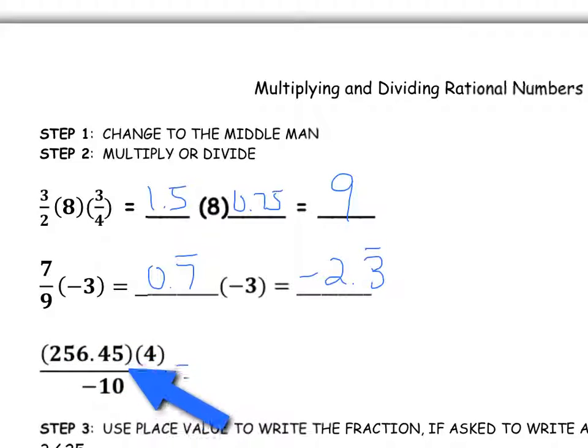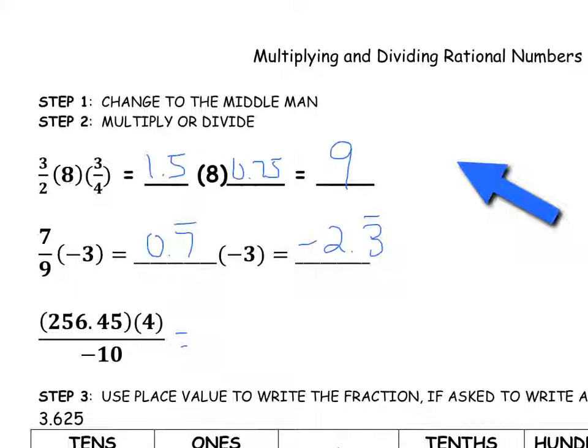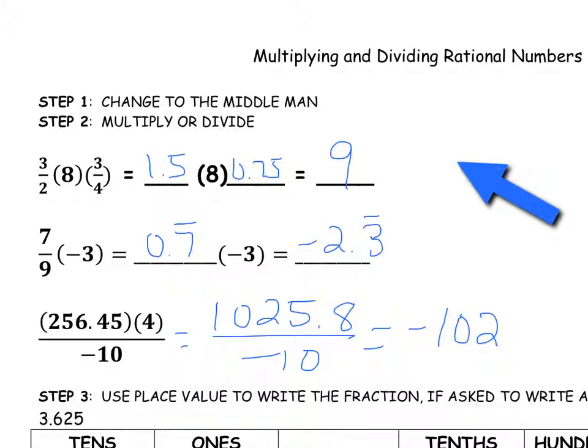And in the last problem, we've got the fraction bar, which means we've got to multiply the numerator first, and then we're going to divide. So let's do that. 256.45 times 4 is going to give us a product of 1025.8 all over negative 10. And then when we divide, we should get a quotient of negative 102.58.